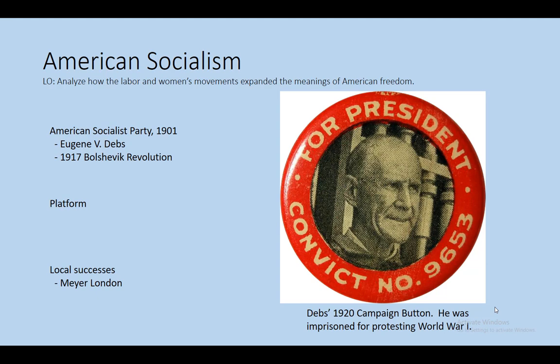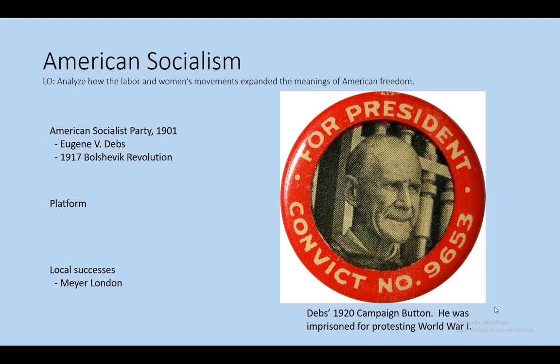So, for example, New York City is going to elect Meyer London to Congress. So we did have a socialist elected to Congress by New York City. So this happens, socialists enjoyed some success at the national level in New York City, but especially on the local level, you'll see local officials elected from the Socialist Party.